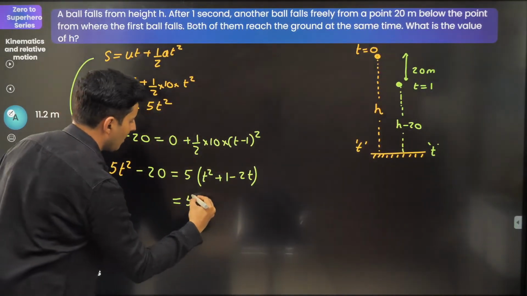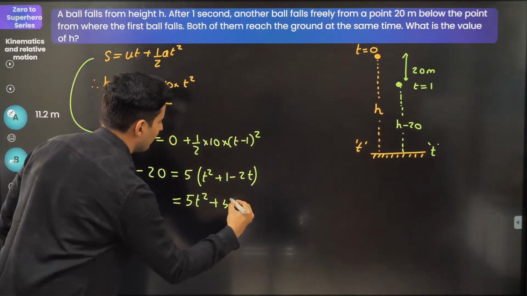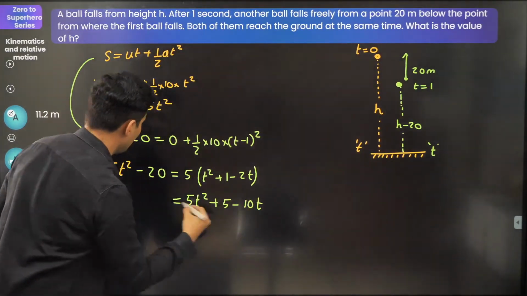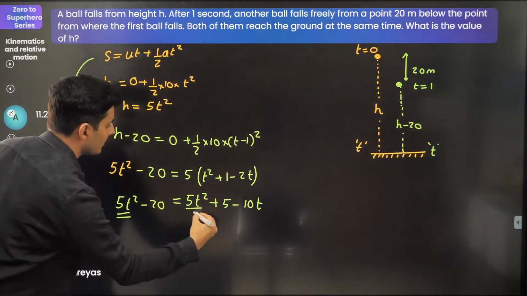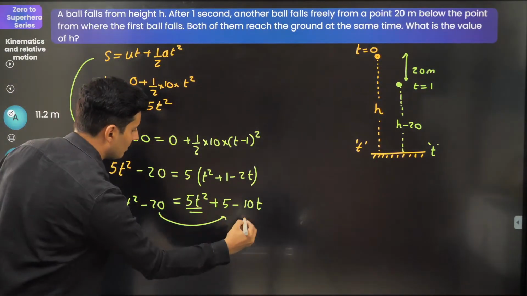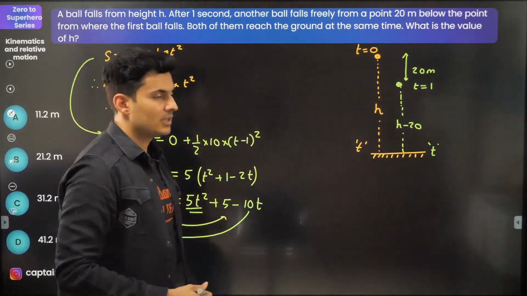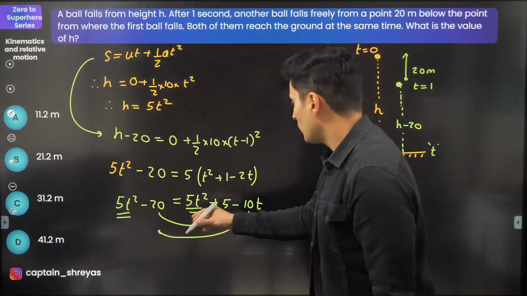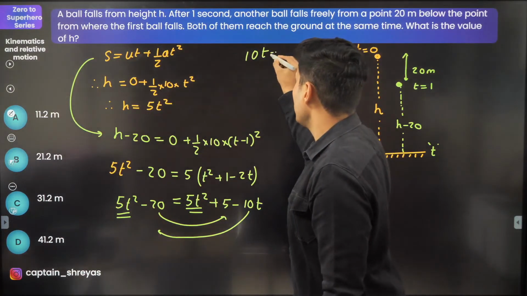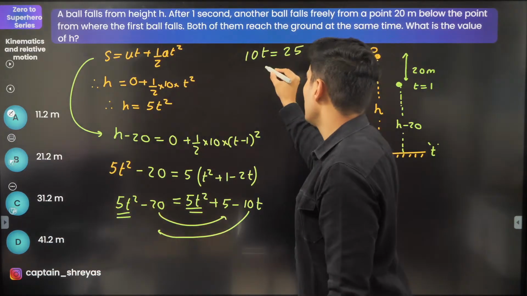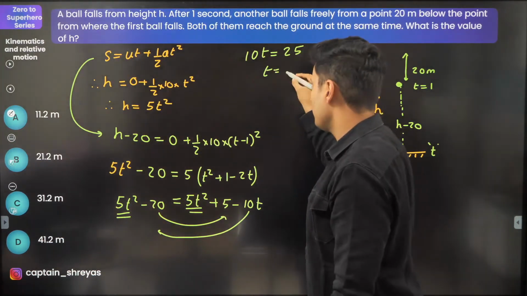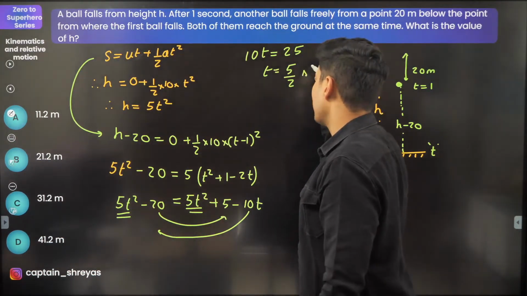So this will become 5t square plus 5 minus 10t, and here I have 5t square minus 20. This and this cancel. Bring this 20 here, bring this 10t over here. See what it becomes. So 10t goes there, 10t goes there, and 5 plus 20 is nothing but 25. So t is 25 by 10 divided by 5, so 5 by 2 seconds.